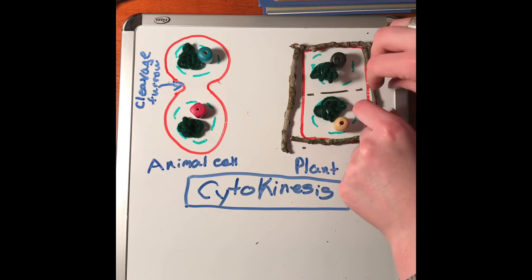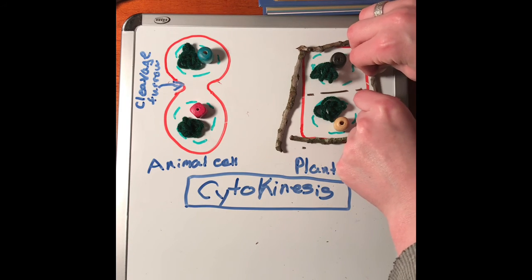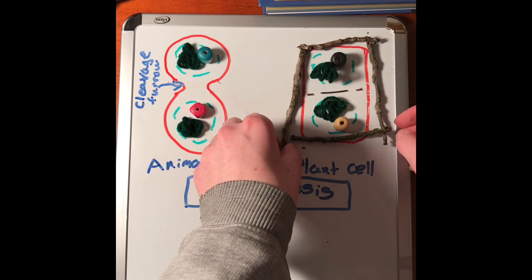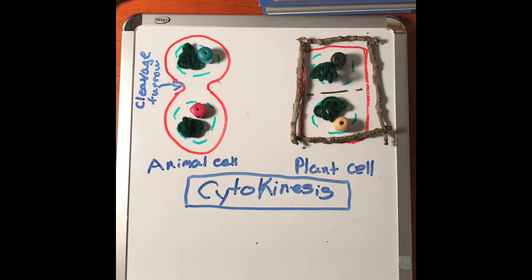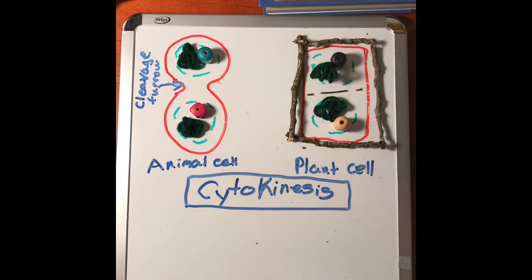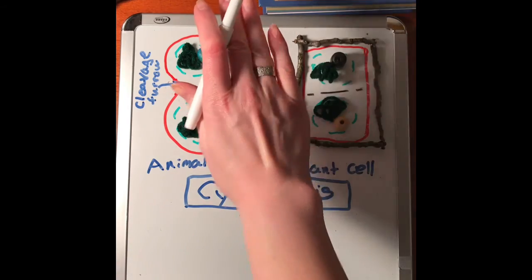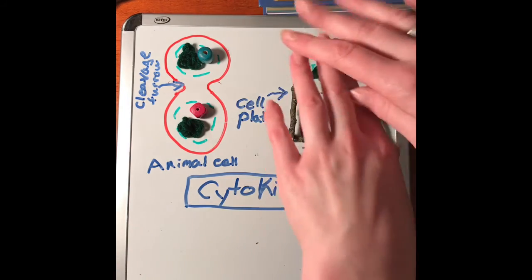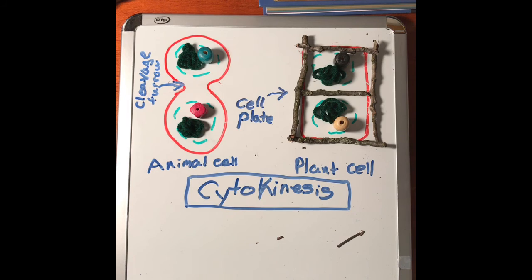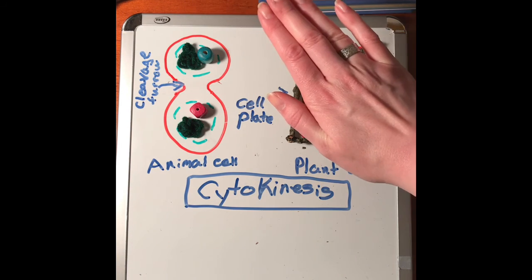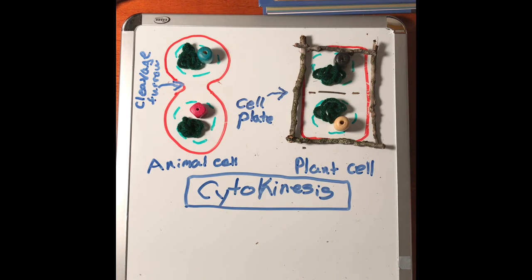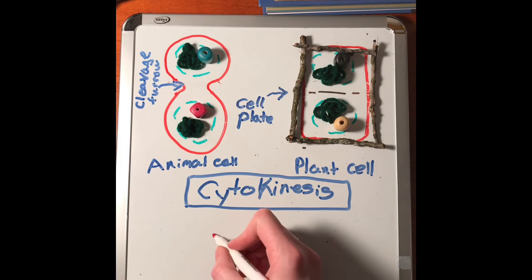Plant cells, however, can't be pinched together like animal cells because they have a solid structure called a cell wall, which is not flexible enough for that kind of pinching together. So instead, the plant cell forms what is called a cell plate down the middle of the cell. This eventually comes together to separate the cell into two new cells by forming a cell wall down the middle. Well, that is mitosis.